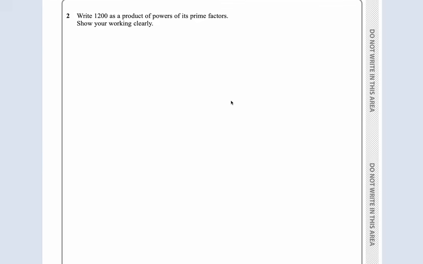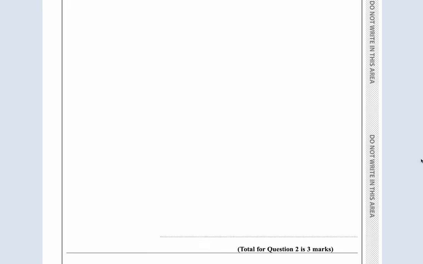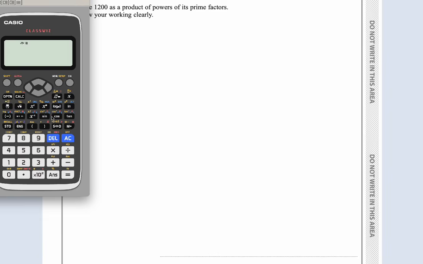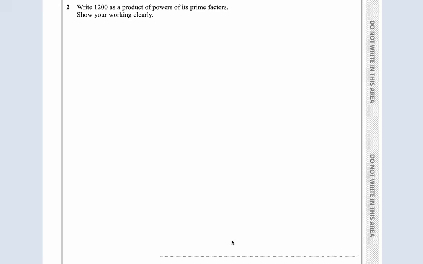Okay, question 2. Write 1200 as a product of powers of its prime factors. So guys, you can do this. It says show your working clearly, so you obviously have to show your working, but I'm just going to show you how we can get the answer first, just to make sure we're right. So we do 1200 equals, shift this, which is the factors. So the answer is 2 to the power 4 times 3 times 5 squared.